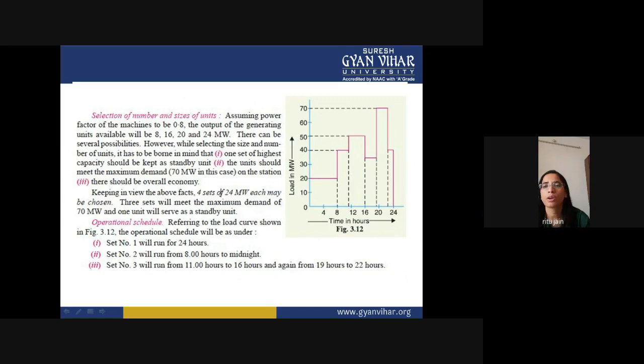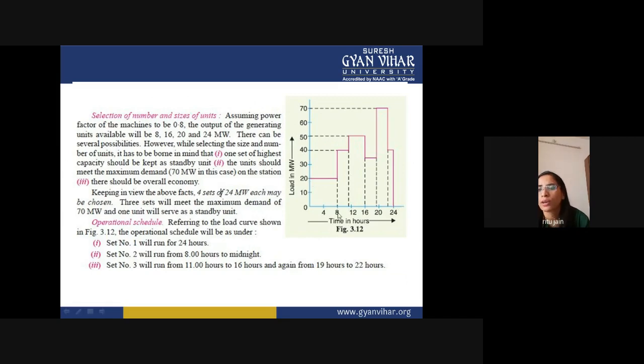Next point is your operation schedule. How will you decide the operation schedule? From the load curve, you can see that set number one is 24 megawatt. The minimum load is your 20 megawatt, and one unit will run for 24 hours.